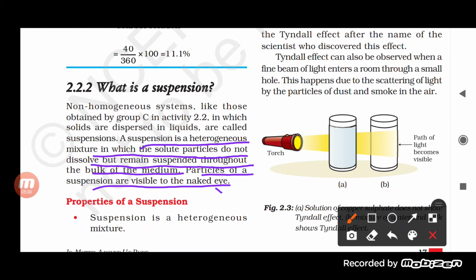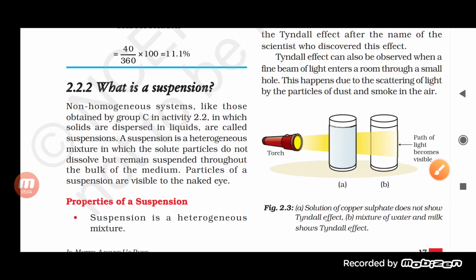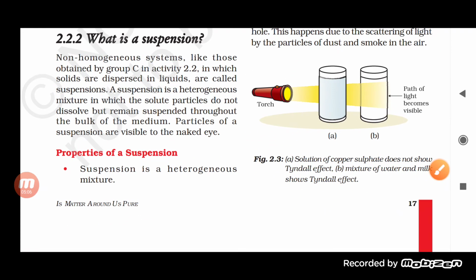Now let us see what the different properties of a suspension are, students. Looking at the properties, the first property is what?